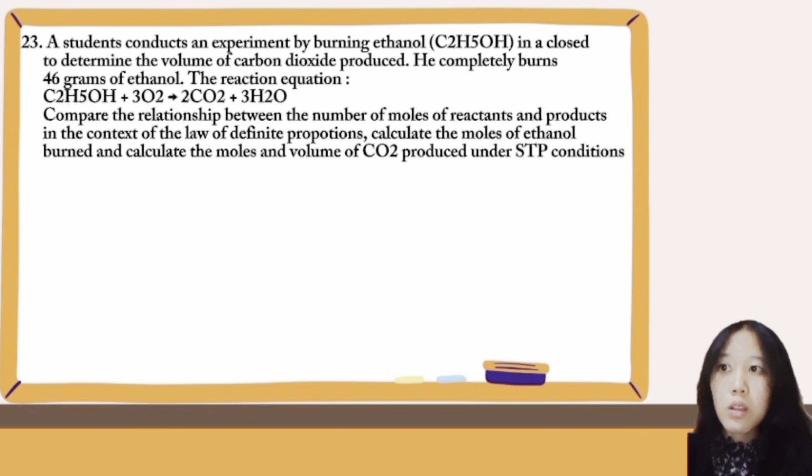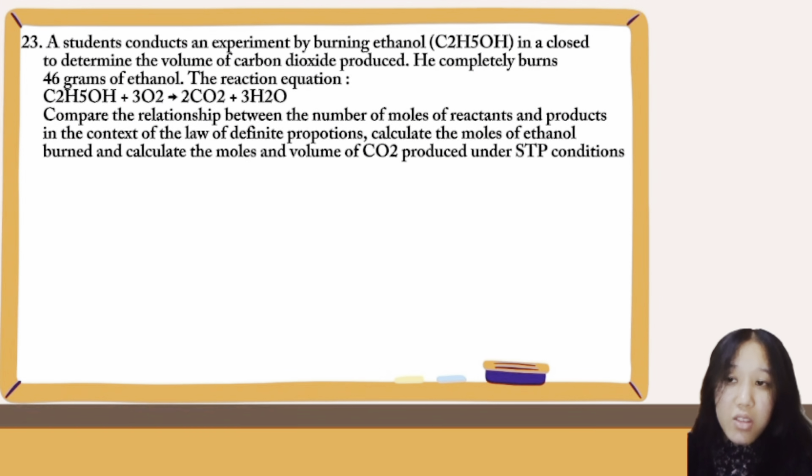Next question. A student conducts an experiment by burning ethanol in a closed laboratory to determine the volume of carbon dioxide produced. He completely burns 49 grams of ethanol. The reaction equation is C2H5OH + 3O2 → 2CO2 + 3H2O. Compare the relationship between the number of moles of reactants and products in the context of the law of definite proportions. Calculate the moles of ethanol burned and calculate the moles and volume of CO2 produced under STP conditions.